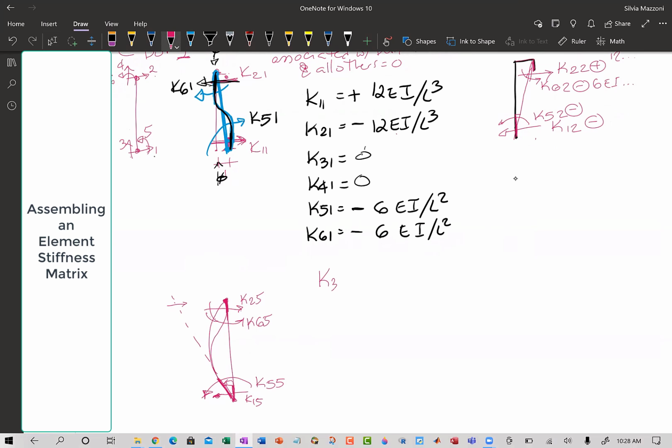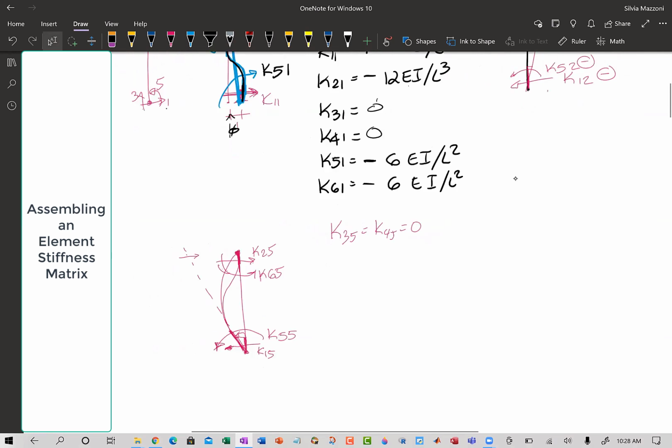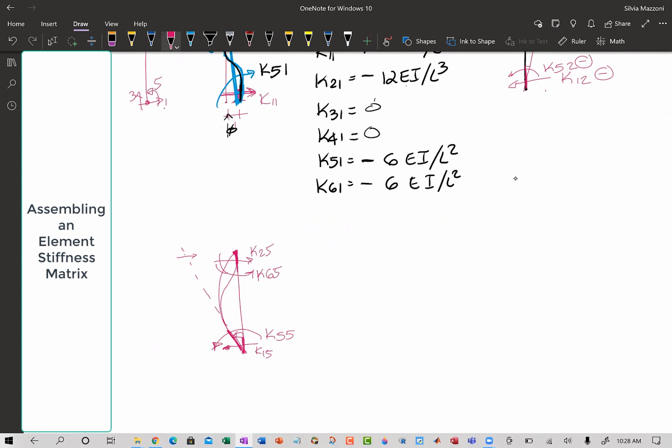I know that K35 is equal to K45, which is equal to 0. And just so that we put it down, K33 is, well, let's do those also, just so that we've done the whole thing. Okay. So what do the forces look like? So K15, I'm going to just do this in a clean way. So K15, K25, K3, K4, K5, K6, 5, 5, 5, 5. All right. So what's K15?